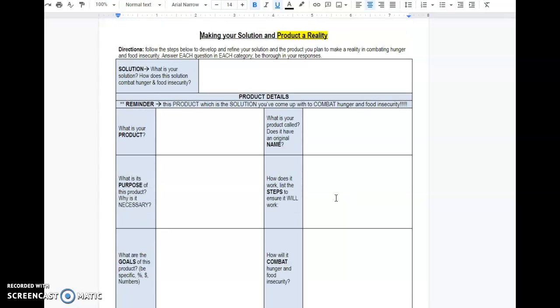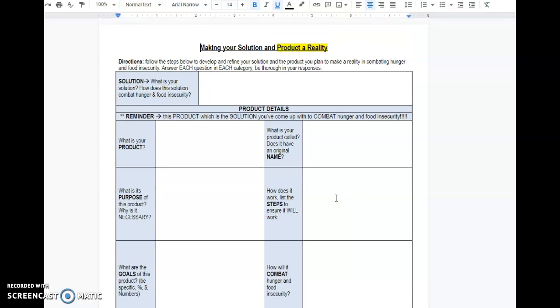You want to examine your goals. How will this combat the issue? Who is your target audience? Is it children? Is it the elderly? Is it a specific country, in a third world country? And then who will you partner with? So Feeding America is an American organization, maybe UNICEF, which is international. What type of organizations would help you make this product come to life?